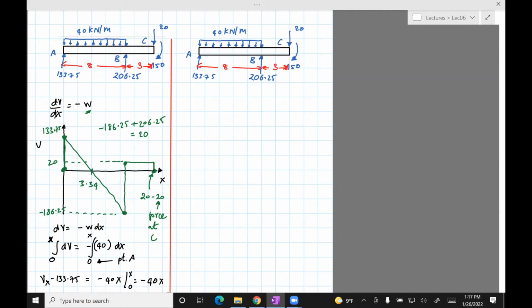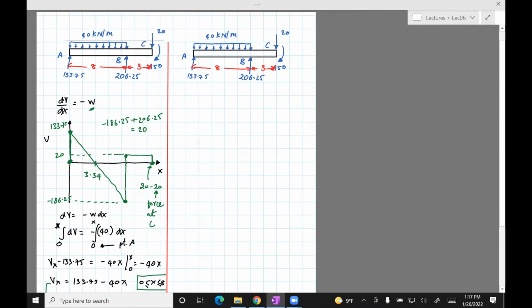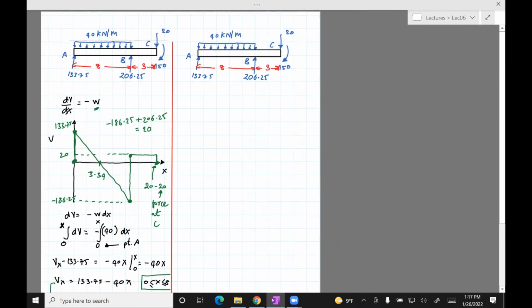Okay, so hopefully that was easier than what we did last time, where we took different parts of the beam, cut it, and wrote the equations of equilibrium.